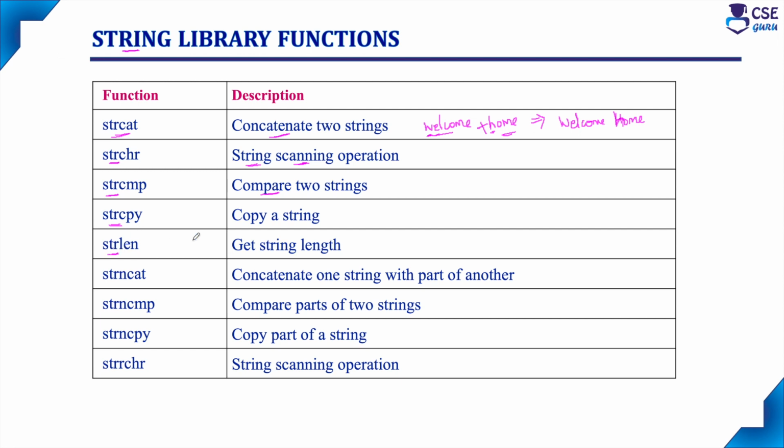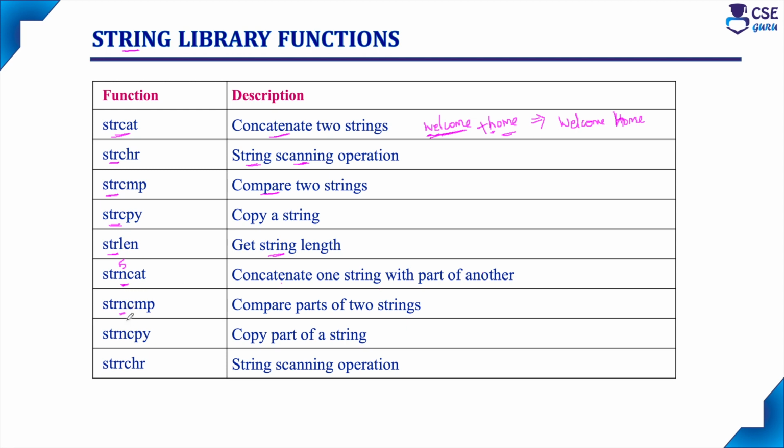Next, strlen is used to get the string length. Suppose you have given a string, it will display what the length of the string is. And strncat will concatenate one string with part of another string. So this n represents, suppose at the fifth position of the first string we want to concatenate the second string, it will take only 5 characters, that is 1, 2, 3, 4, 5. At the fifth place, it will attach the next string.